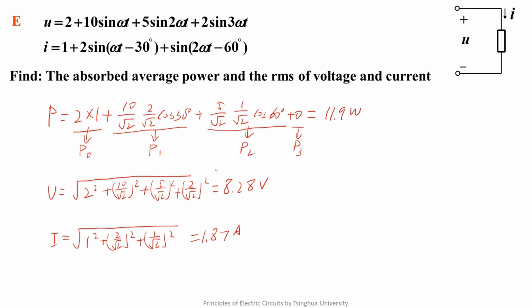In the calculation of RMS for the branch variables and the average absorbed power, you may have a mistake. You should notice the maximum value in the time domain expression should be transformed into the effective value in the calculation. Well, this is the end of this lecture.